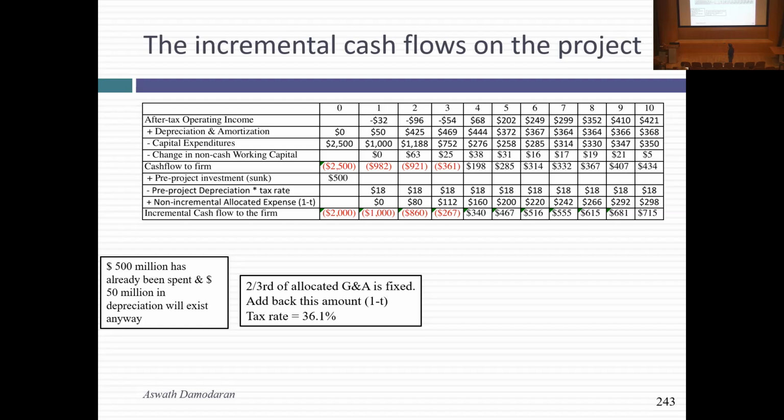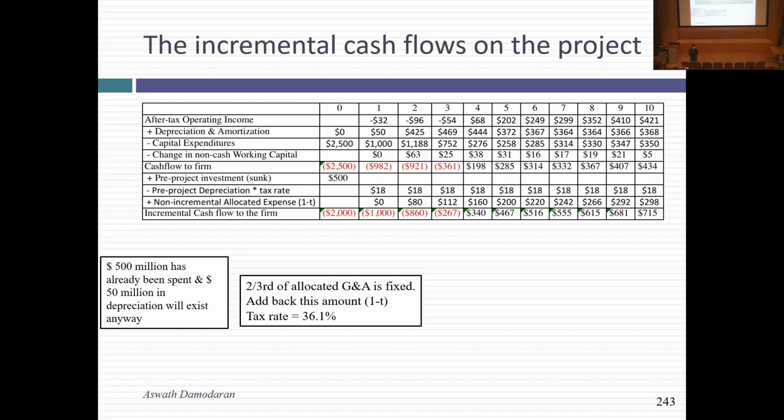So basically what I've done here is added back the $500 million to my initial investment. So my initial investment becomes $2 billion instead of $2.5 billion. I've also added back the portion of the allocated G&A that was non-incremental, saying I should never have subtracted that. Now, this is a little tedious. It's easy to get mixed up on what you add back and what you subtract out.